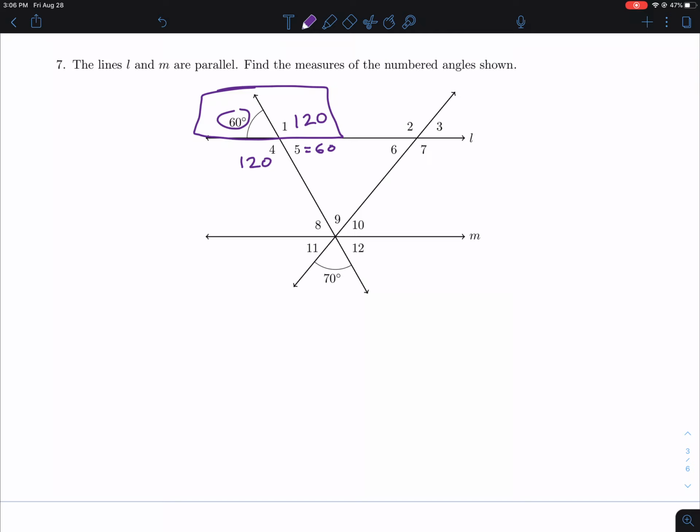So now I'm going to go down to the bottom corner where the 70 is. And so again, by the vertical angles theorem, angle 9 must be the same as the 70. So it's going to be 70 also.